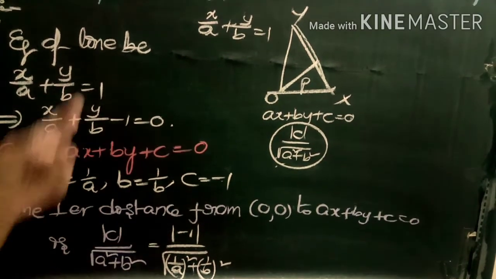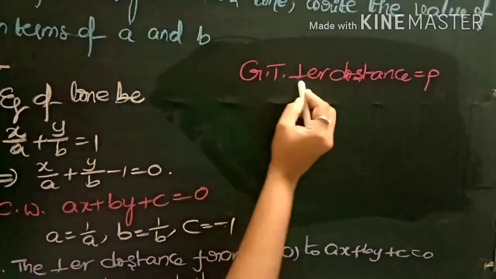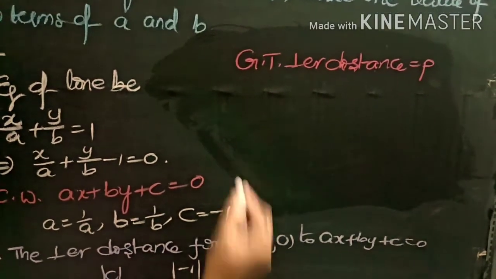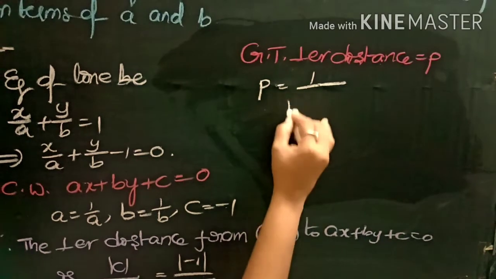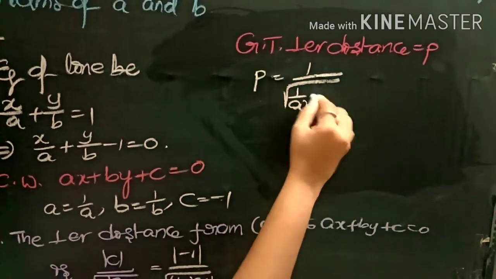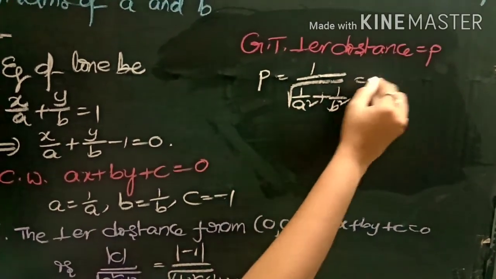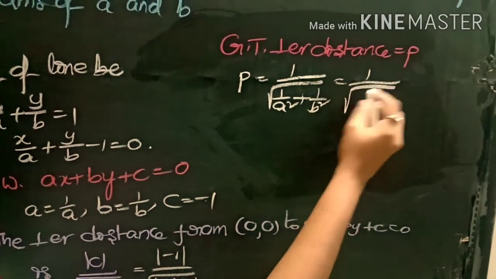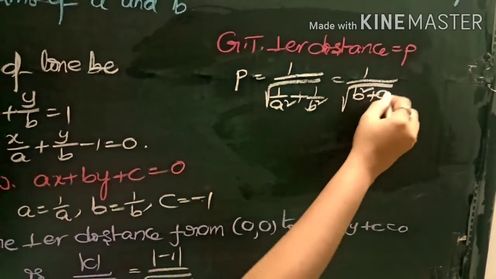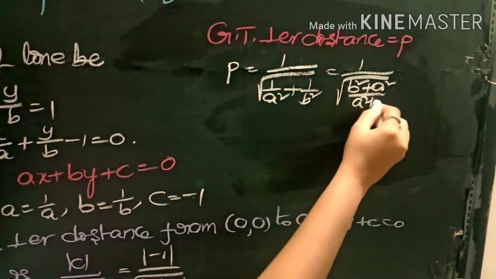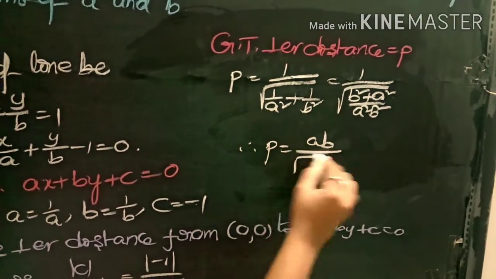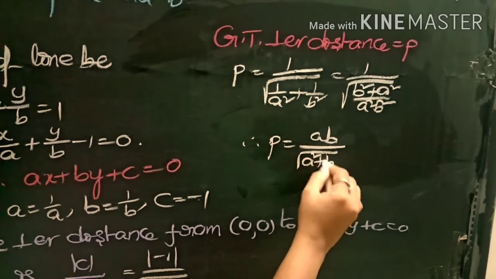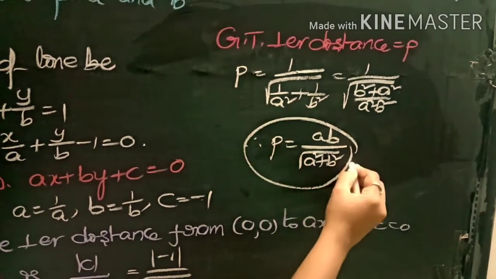But given that P is the length of the perpendicular, therefore P is equals to the perpendicular distance value, that is 1 by square root of 1 by a square plus 1 by b square. And this is equals to 1 by square root of, taking LCM, b square plus a square by a square b square. Therefore the value of P is equals to ab by square root of a square plus b square, which is the value of P in terms of a, b. That's all.